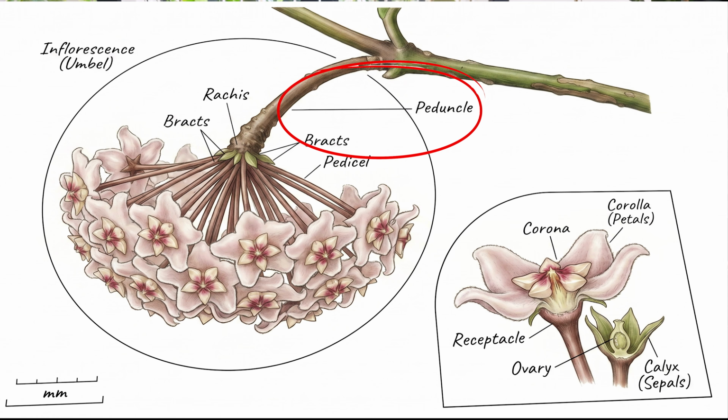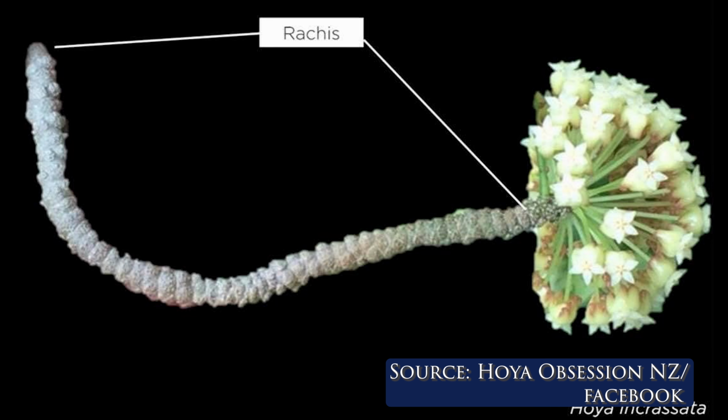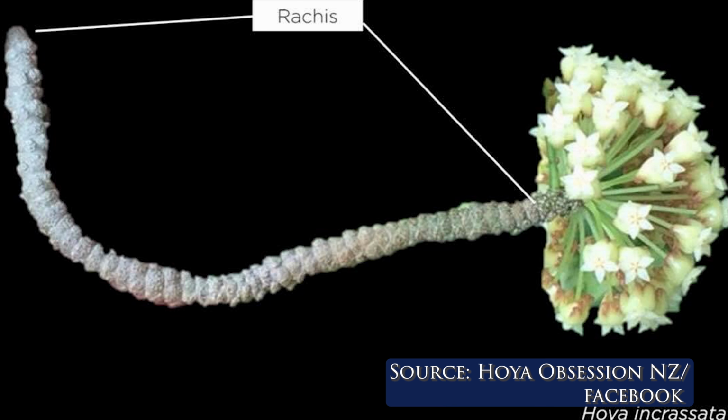Let's get into the nitty-gritty. Part 1, the anatomy. It all starts with a peduncle. In Hoyas, this is a perennial scaffold. Look at the tip of this peduncle. That's the rachis. Every time the flowers fall off, they leave a scar. Over the years, that rachis grows and grows and gets woody. It's a literal history book of every time your plant has bloomed for you.